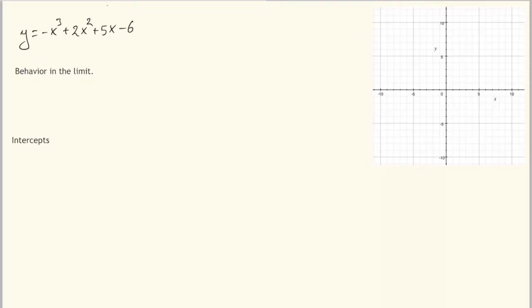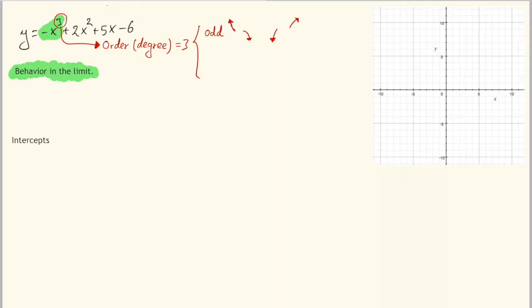Let's talk about the behavior in the limit, sometimes referred to as end behavior. You know that it depends only on the leading monomial. More precisely, it depends on the order of the polynomial. In this case, we have order 3. If the order is odd, since odd exponents distinguish signs, we will have something like this or something like this. So it will move from very positive towards very negative or from very negative towards very positive.